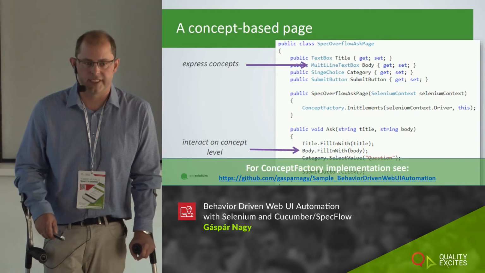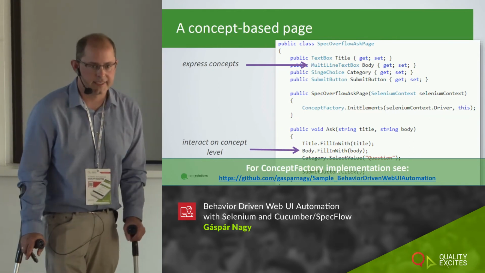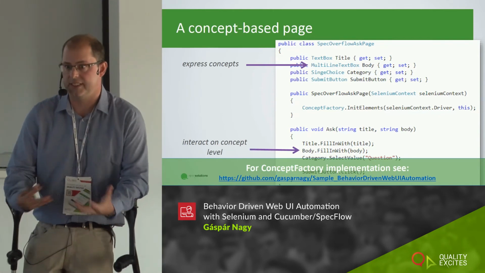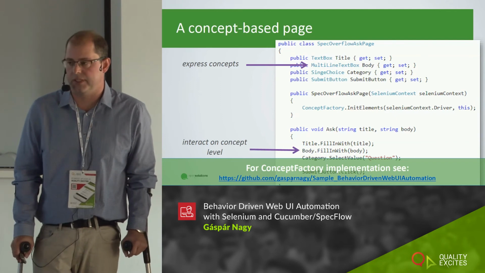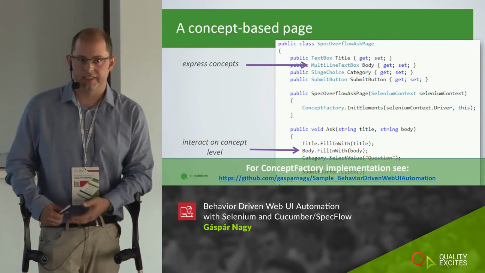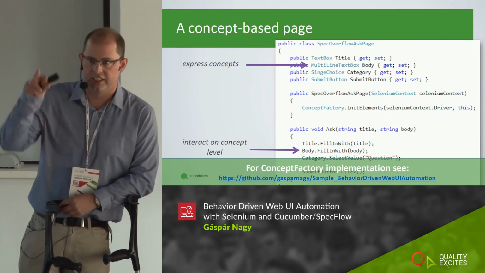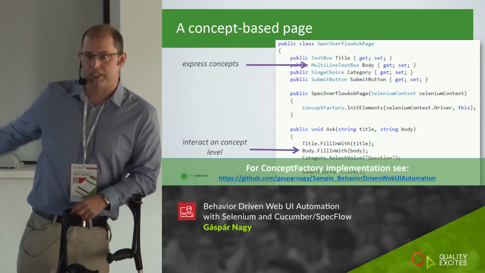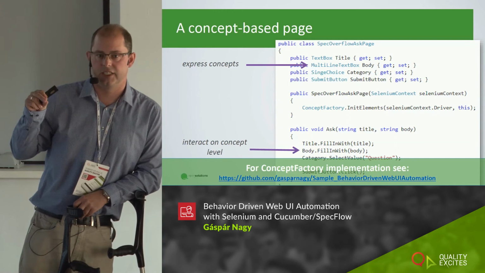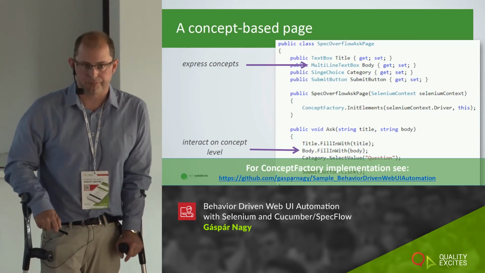And of course, each concept has its own interaction. So for example, a multi-line text entering concept has a fill-in with method. This is how you can fill in multiple lines of text to it. And the good thing is that whenever you change the implementation of this concept, so maybe you are changing your text areas to some other control library stuff, you just need to change it in one place because the expectation for the user remains the same.